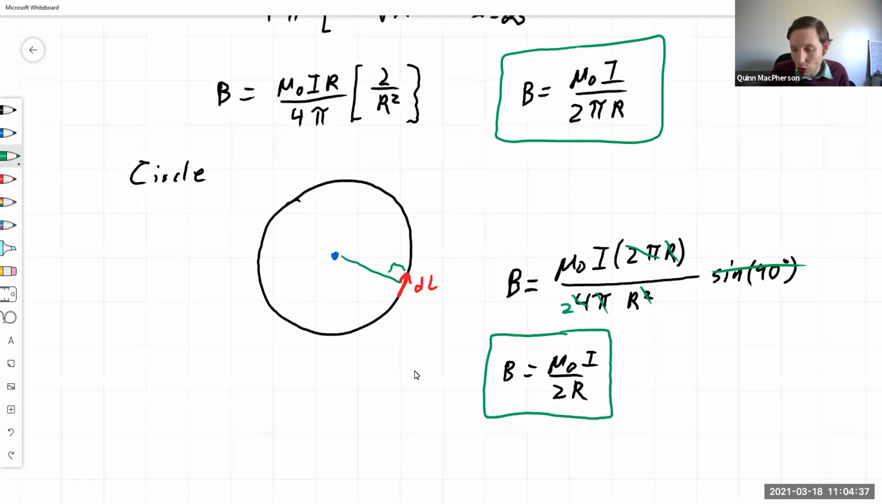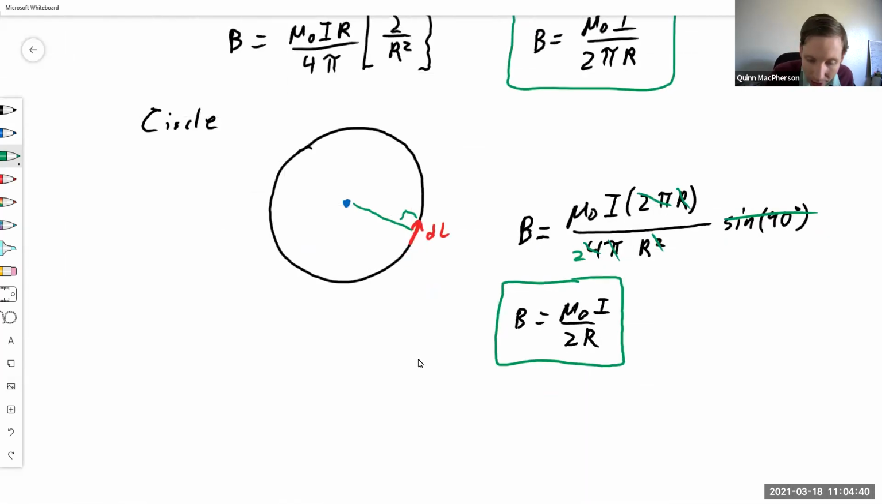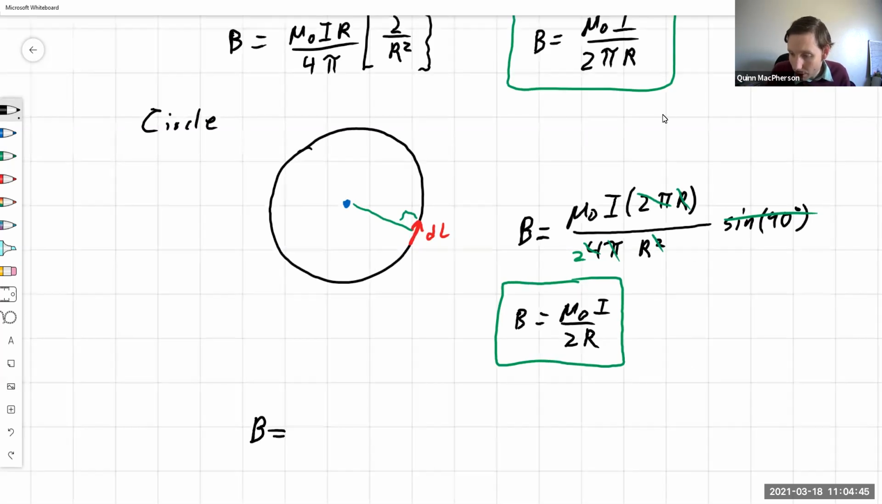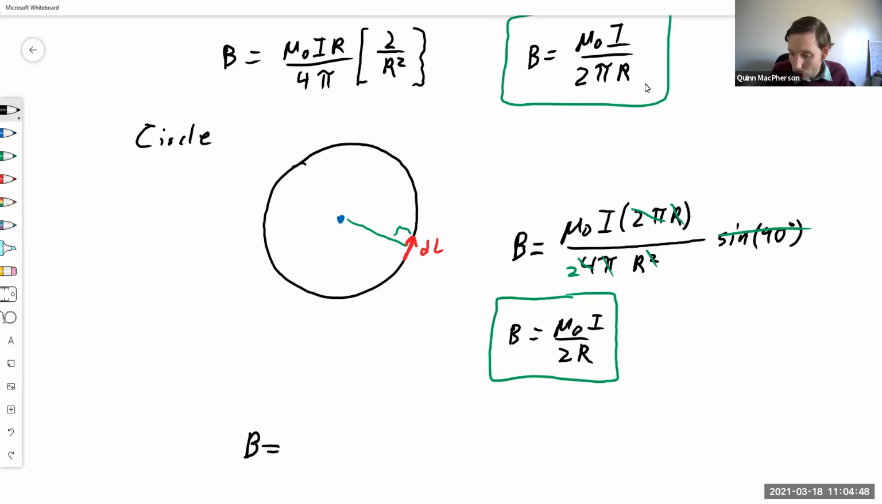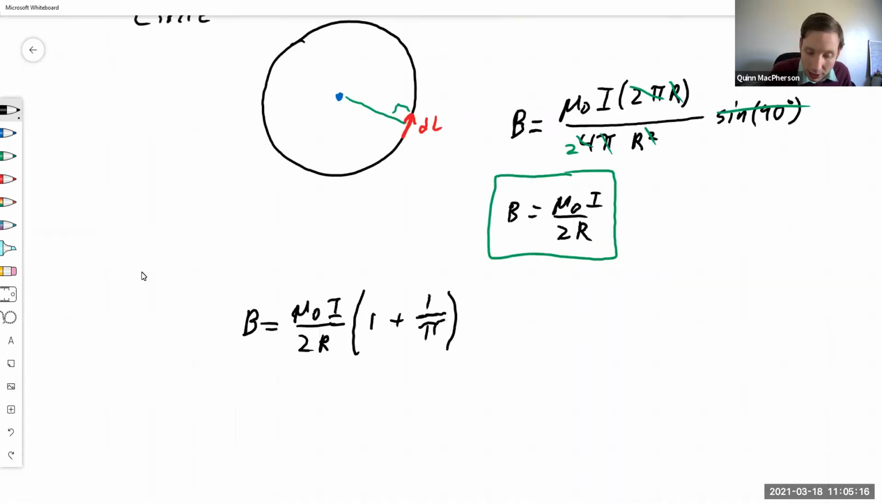Now, by superposition, to get the total magnetic field of the circle plus line, I can simply add them together. They both have a mu naught I over 2R, it's just that this one has a 1 over pi and this one doesn't. So I can write B as mu naught I over 2R times the quantity 1 plus 1 over pi. Interestingly enough, the infinite line contributes only a 1 over pi, less than a third as much as the circle. So that's how you find the magnetic field.